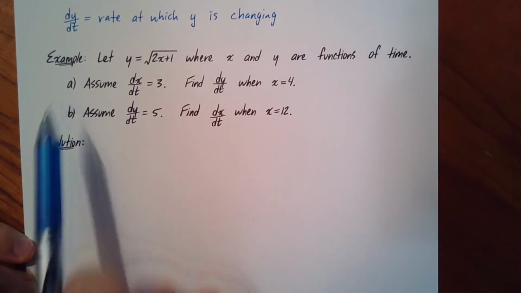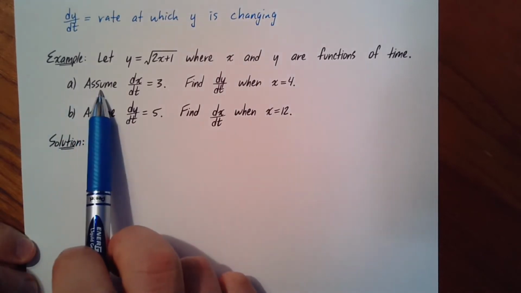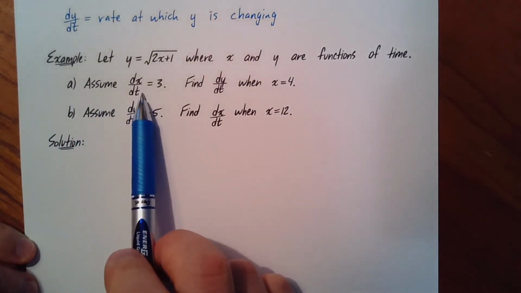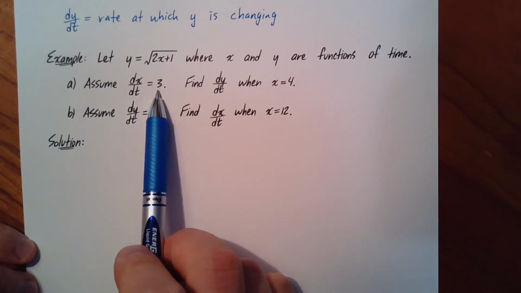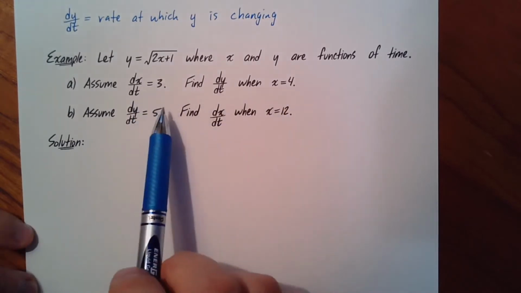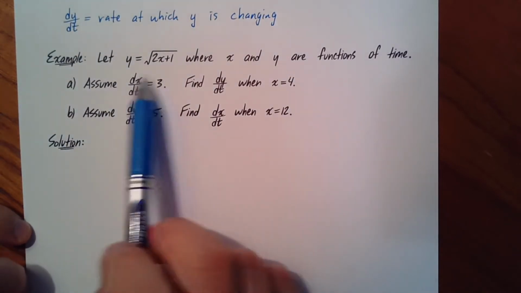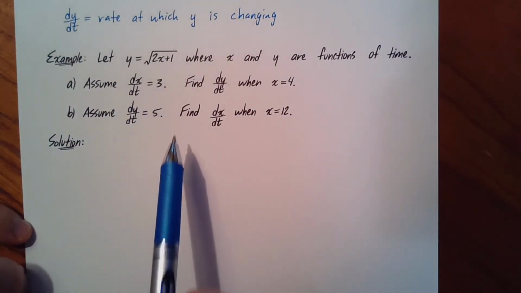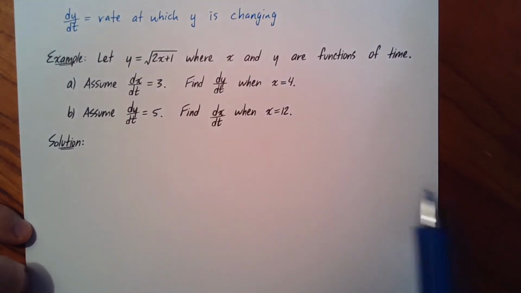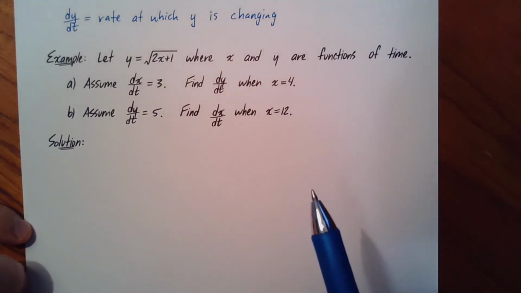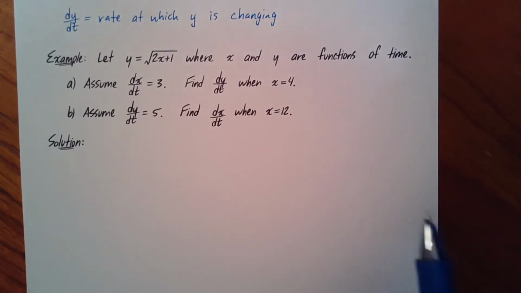Okay, so for part A, what are we asked to do? We're asked to assume that the rate at which the variable x is changing is given by 3. There's no units in this problem because all that's been abstracted, but in general, you would usually associate this with units somehow. It might be in centimeters per second, or it might be in pounds per minute. It depends on the context, right?